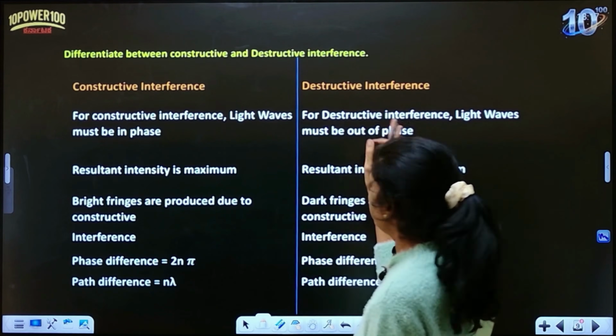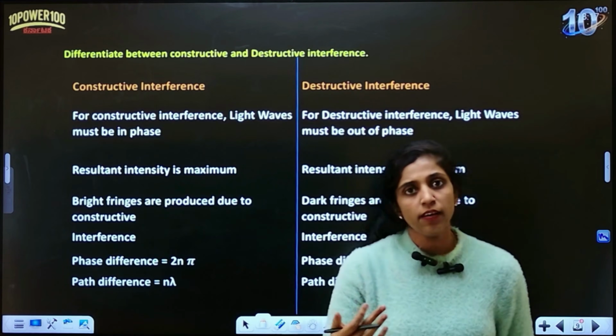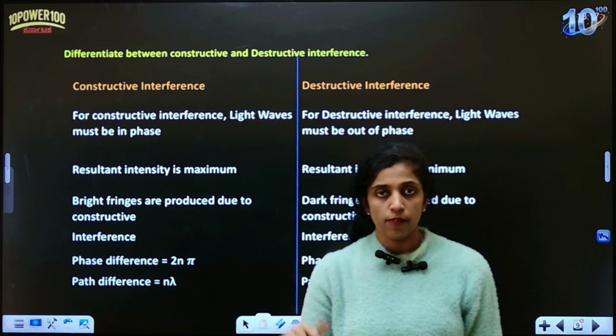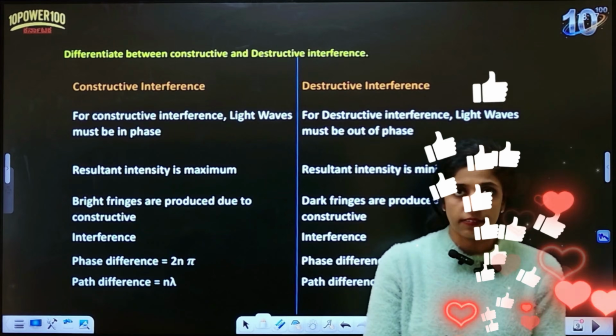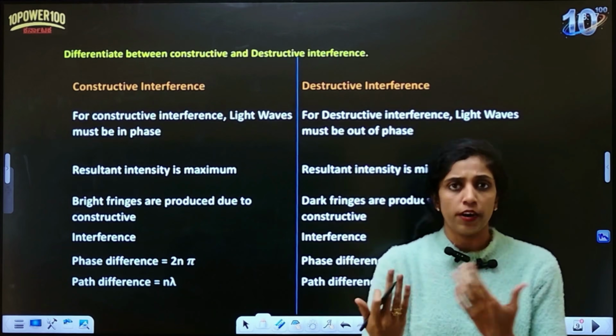Constructive interference and destructive interference. You would have learned this in your interference topic. We have two types of interference, basically constructive and destructive. A constructive interference is formed when the light waves are in phase. For example, if two waves are reaching from two coherent sources.